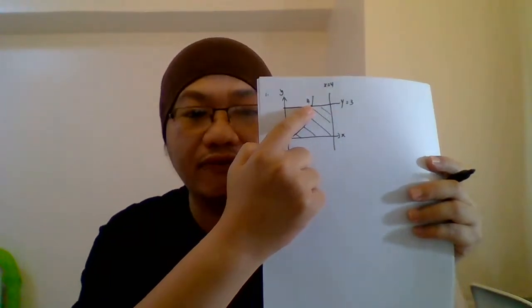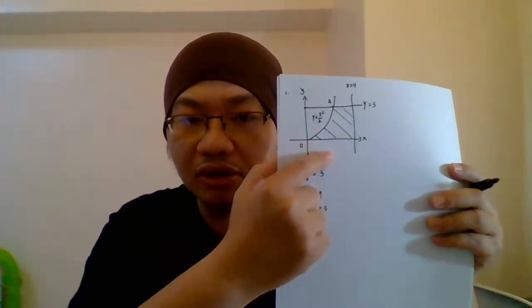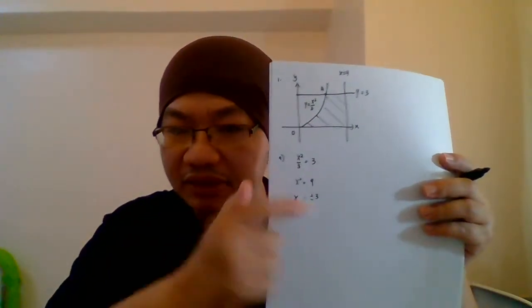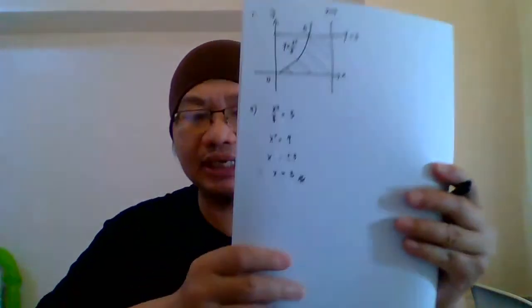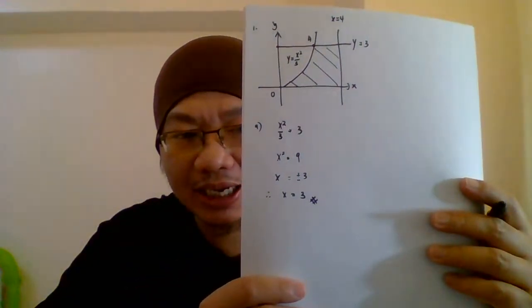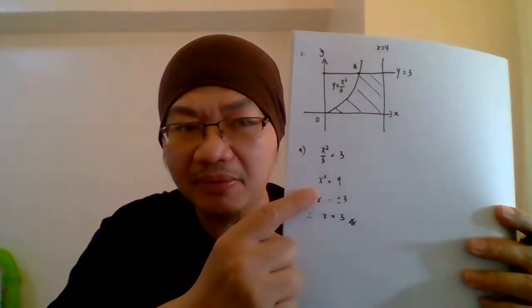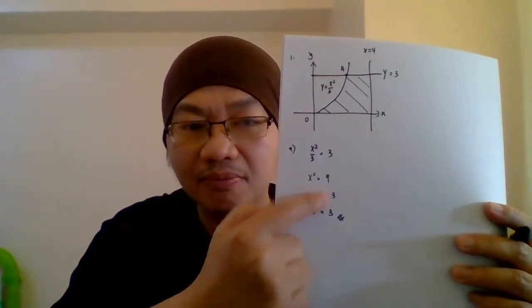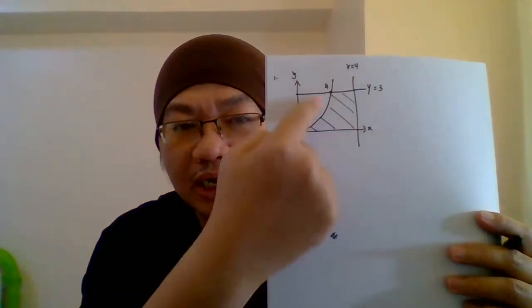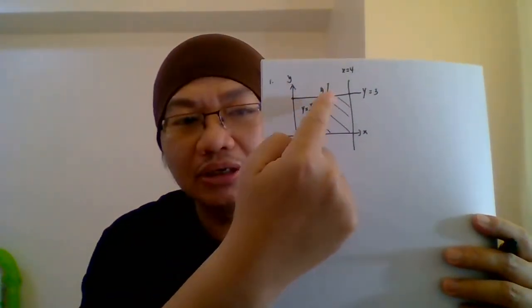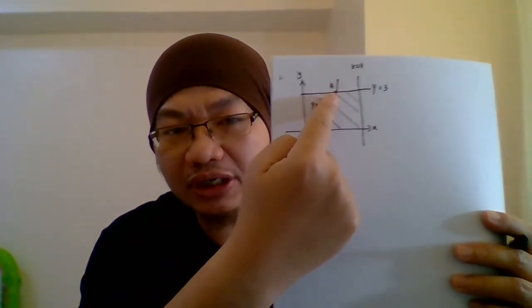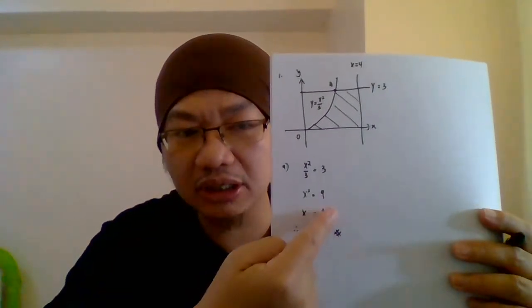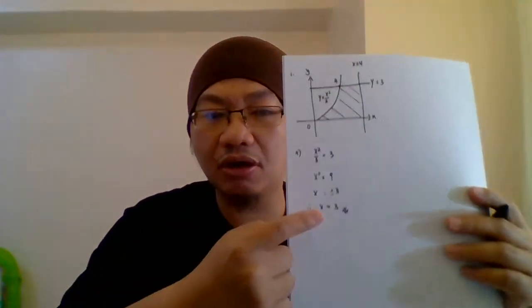A is located in the first quadrant. In the first quadrant, our x is positive. Therefore, you conclude x equals 3. Remember, every time you do the square root, the answer is always plus minus, but check your quadrant again. Since this is the first quadrant, x equals 3, not negative 3. Okay, now that's your coordinate x.